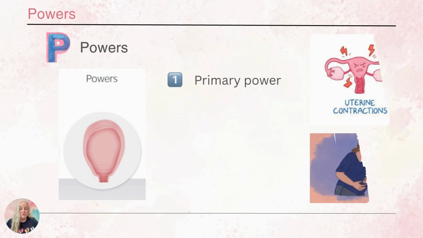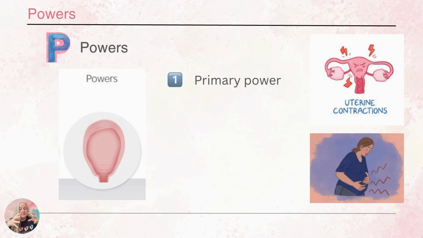Our next P is power. And when we think about power, we're thinking about a couple different things. First of all, we're thinking about our primary power. Our primary power is going to be contractions. The uterus is squeezing, and that's what's pushing and causing that primary power. That's not something she can control. It's involuntary. We also have secondary power.